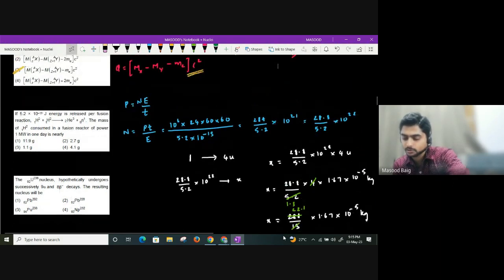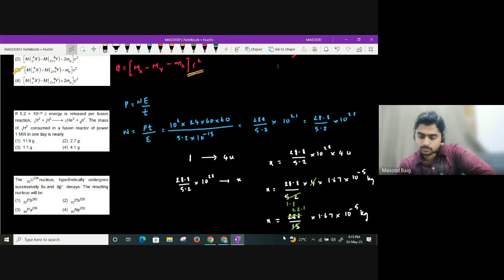Procedure, did you understand, all of you? Did I do any mistake here? Here we got the power of a reactor will be energy release per unit time. In one fusion, it is taking E. So in N fusions, N into E divided by T. I found out the number of fusions here, guys. We got PT by E, 10 power 6 into 24 into 60 into 60 divided by 5.2 10 power minus 13.